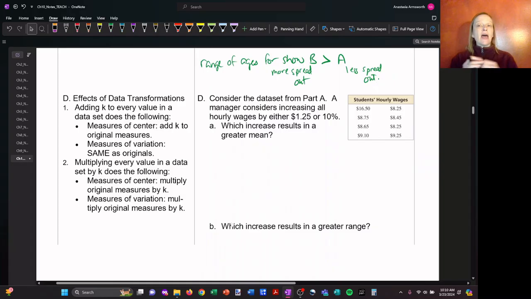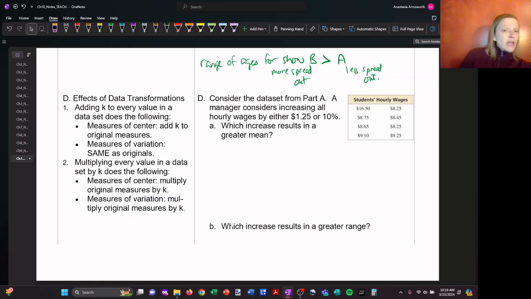The boss is looking at two possible ways of giving raises. They're going to either give every employee a $1.25 raise per hour, or they're going to increase everybody's wages by 10%. So we want to look at what this does to the distribution of hourly wages and what changes happen to the data set. So first, let's look at what this $1.25 increase will do to the mean.